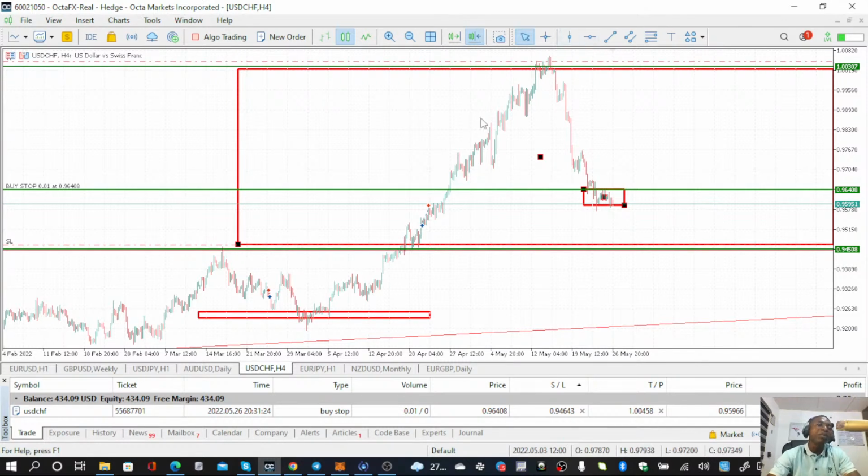Also, you can use pips as a mechanism for setting your stop loss and take profit. So you can say, okay, for every trade, you set your stop loss 100 pips away from your entry level, and your take profit 200 pips away from your entry level. I hope that helps.